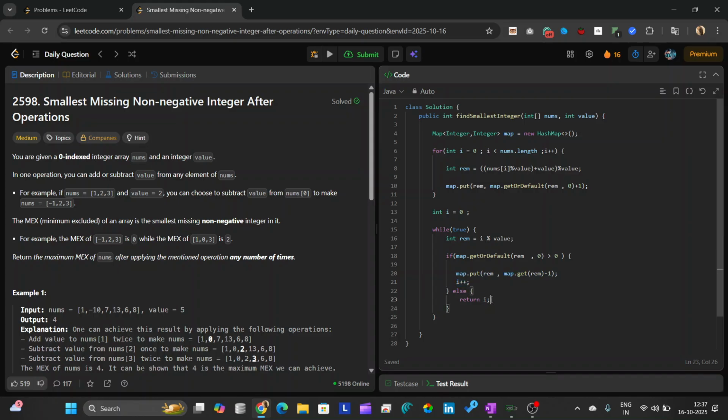Let's suppose here 4 modulo 5, and we will get 4. Then 4 having 0 frequency means no need to go here, and we need to return I's value. So yeah, this is our today's problem of the day.